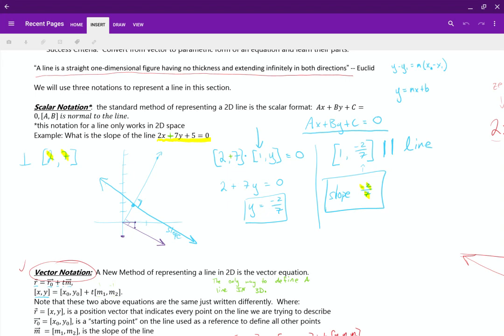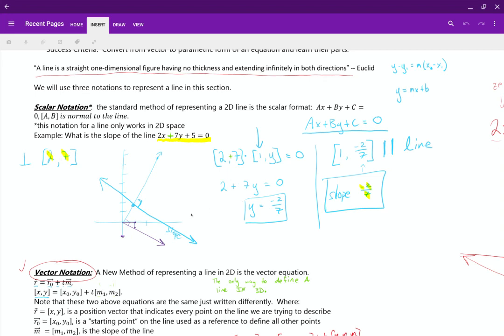Okay. I wanted to mention this. You see this (a, b) is normal to the line? Normal means perpendicular, right? And so here I've got this line: 2x plus 7y plus 5 equals 0. Here it is. Question is, why is (2, 7) perpendicular to the line?